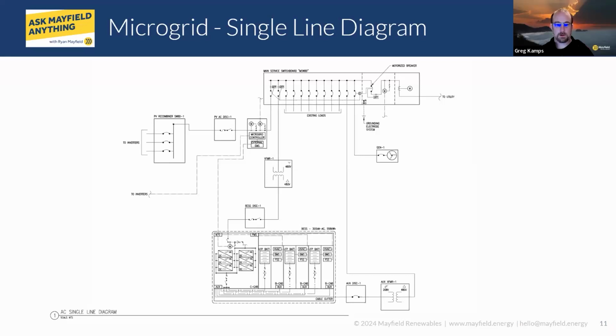Yep. Yeah, this was a pretty large project. I believe that main was either 2,000 or 4,000 amps. So doing a motorized breaker on that made sense, where a contactor at that scale didn't.